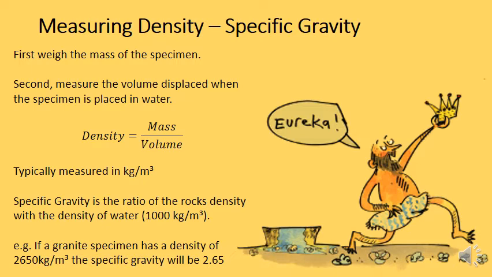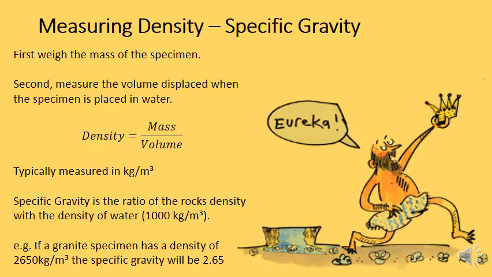But look, here's an example. If you have a granite rock and that has a density of 2,650 kilograms per meter cubed, you would divide that by 1,000, the density of water, and that means the specific gravity is 2.65. Now, this is just how we generally describe density as specific gravity.